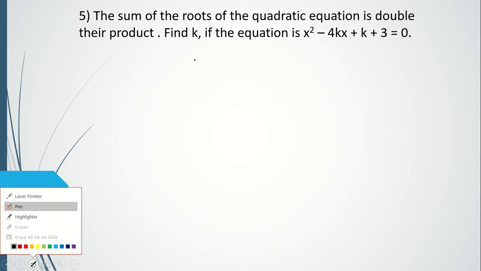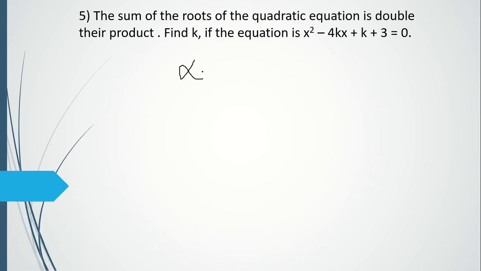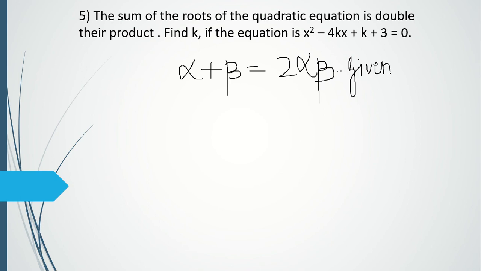Okay, sum of the roots is given. Sum of the roots means roots are alpha and beta, and sum of the roots is alpha plus beta. Sum of the roots of quadratic equation is double their product. So this is the condition given in the question. So we will write this is already given in the question.